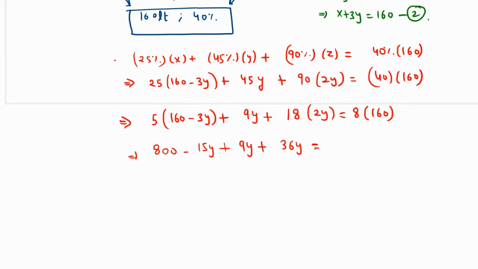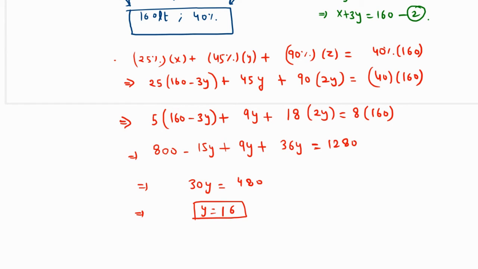is 1280. So if we add all these things up, we get 36 plus 9 minus 15, which is 30, so that is 30y. And subtracting 800 from both sides, we have 1280 minus 800, which is 480. And finally, if we divide both sides by 30, we get 16 as the value of y.